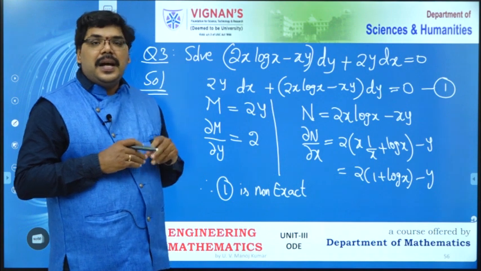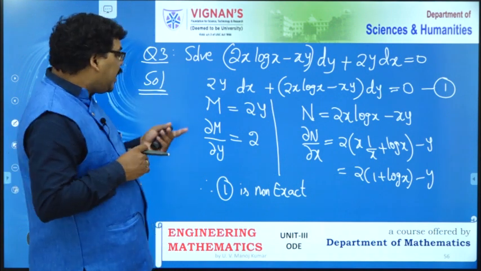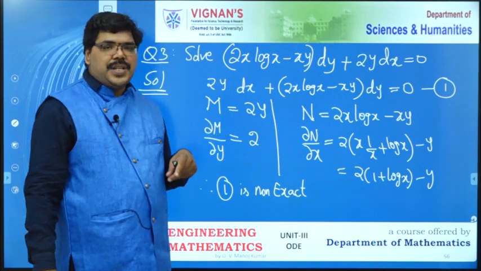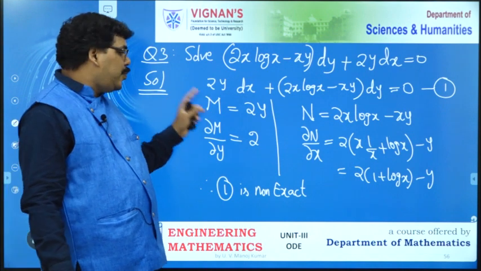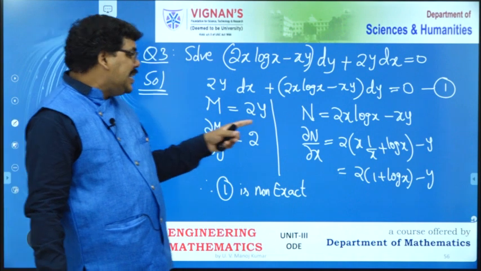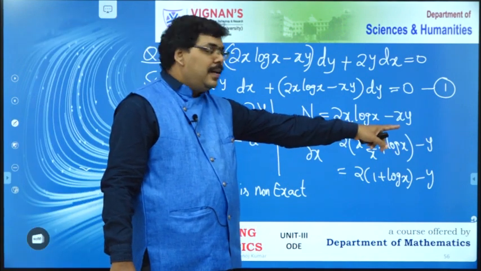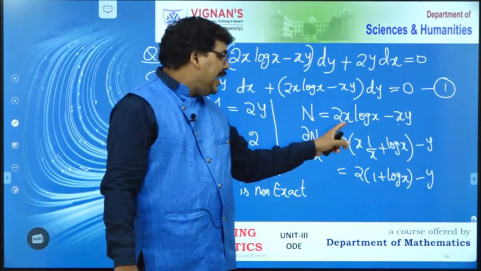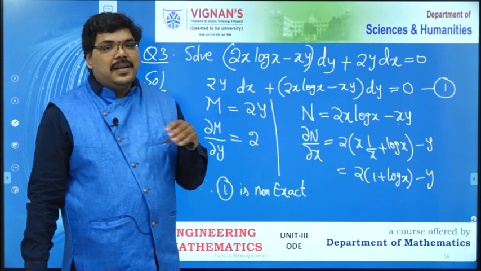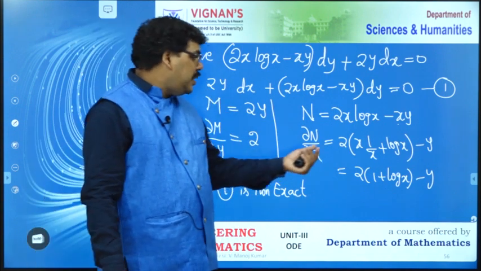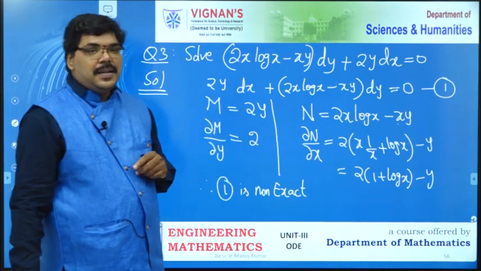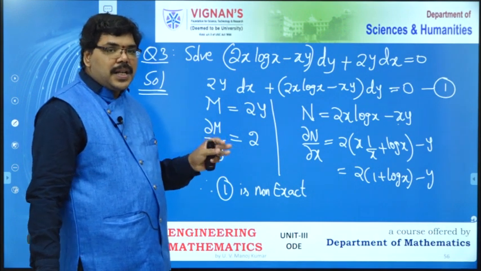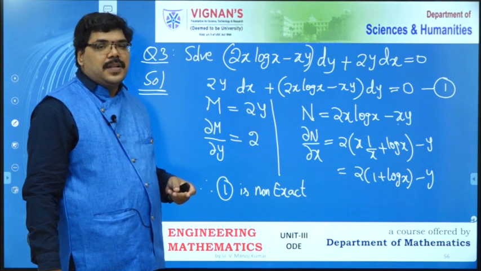Is the given differential equation a homogeneous equation? Are m and n homogeneous? M is having only one term, 2y. It is homogeneous, there is no issue in this. M is homogeneous. Come to n. N is having 2x log x minus xy. Here xy is a term of degree 2. And x into log x, for log x we cannot calculate the degree. So therefore this is not homogeneous. So this won't come under case 1. Okay, clear? This will not come under case 1 because n is not homogeneous.